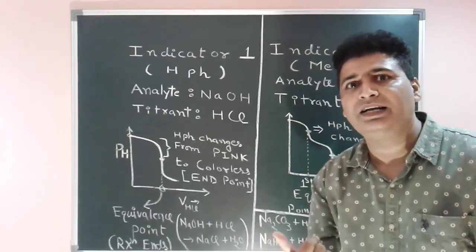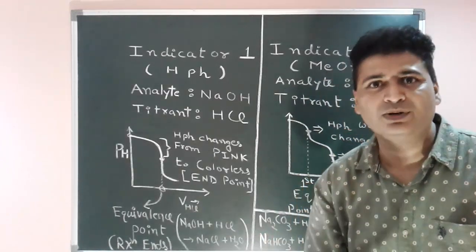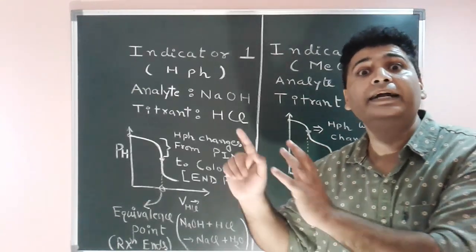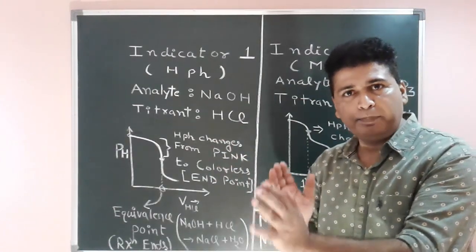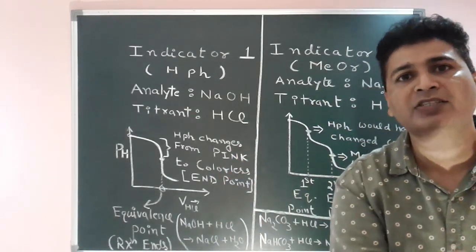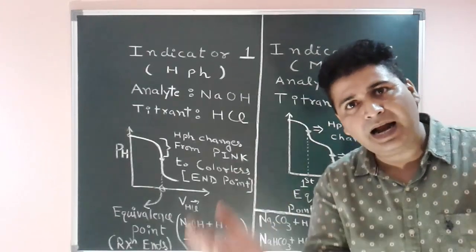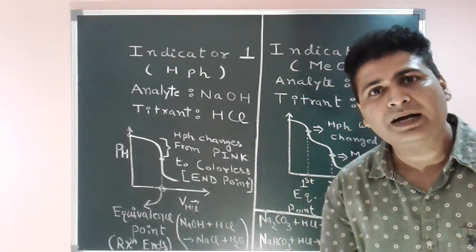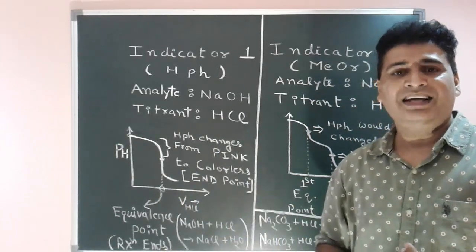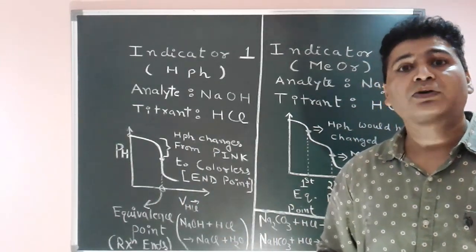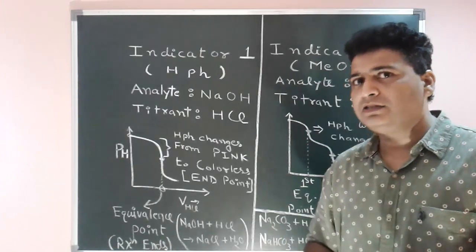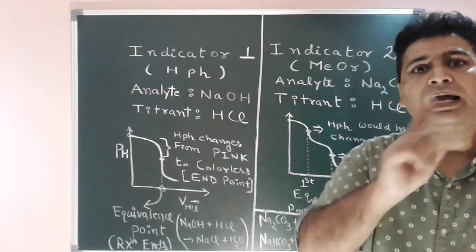This particular episode, the changing of color from pink to colorless of an indicator, is called the end point. So end point is a point at which the indicator changes its color. Equivalence point is a point at which the reaction gets over. So we have planned in such a way that as soon as the reaction completes, the indicator must change its color. And that is what the phenolphthalein is doing, and is doing an absolutely good job. So, phenolphthalein is a good, pertinent indicator for the reaction between NaOH and HCl.